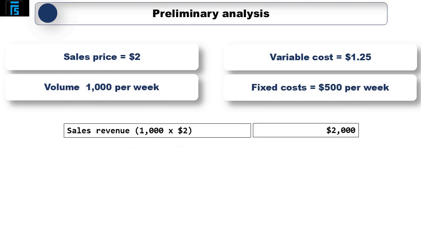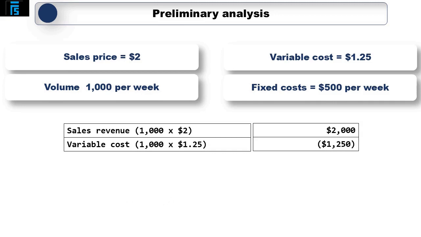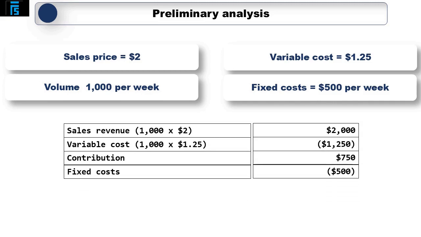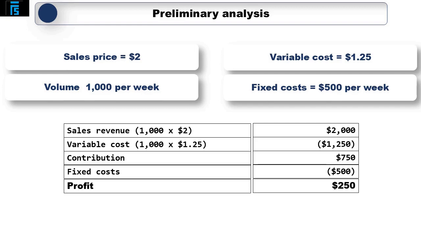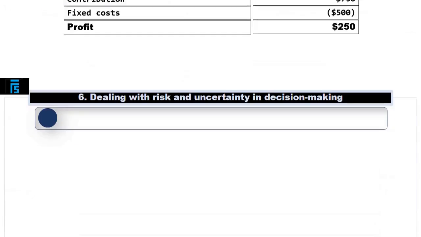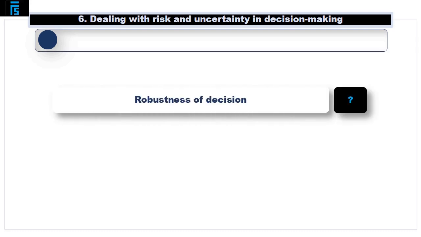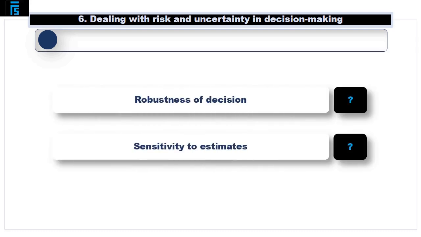His forecast profit would be sales revenue of 1,000 times $2 is $2,000. Variable cost, 1,000 times $1.25 is $1,250, giving us a contribution of $750, less fixed costs of $500, giving us a profit of $250. On the basis that it creates a positive profit, Jack is poised to say yes and launch his new line of yogurt desserts. Jack is considering how robust his decision is. How sensitive is his decision to say yes to the various estimates in his original calculation?